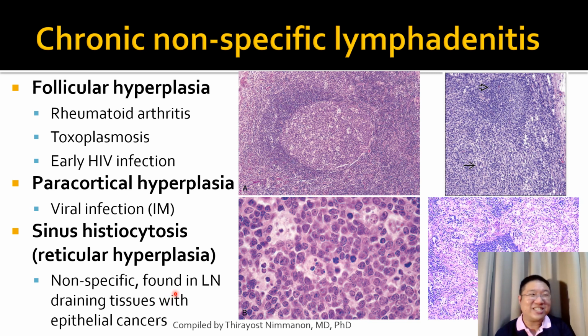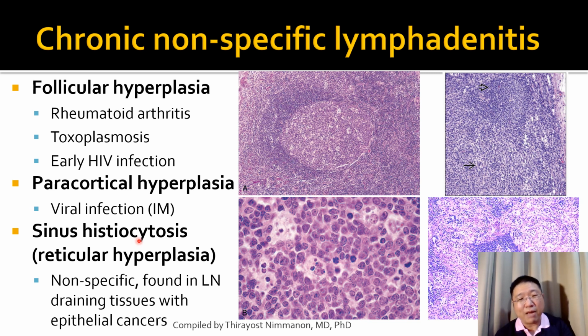So it is noteworthy that when lymph node enlargement is seen within a patient with cancer, it is not necessary that the lymph nodes are already metastasized or involved by the cancers, because sometimes the lymph nodes are enlarged due to sinus histiocytosis. That is why histologic examination is required for staging, TNM staging.